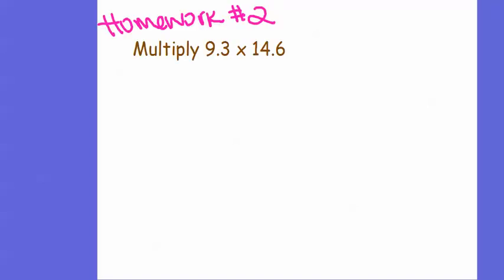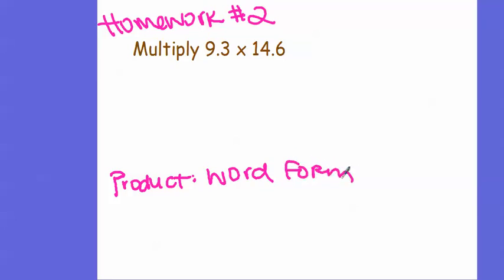Perfect. And for this problem, I want you also to write the final answer, write your product, which is the final answer to multiplication, in word form as well as expanded form. And I'll be checking that tomorrow to get full credit. I want you to make sure you write word form and expanded form.